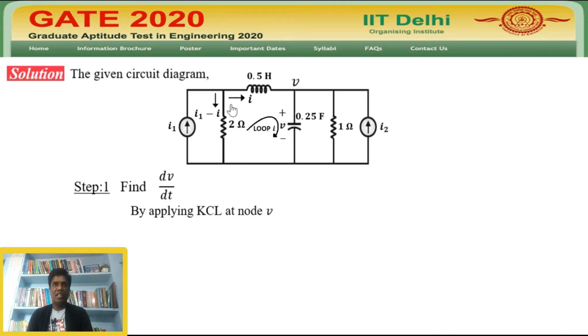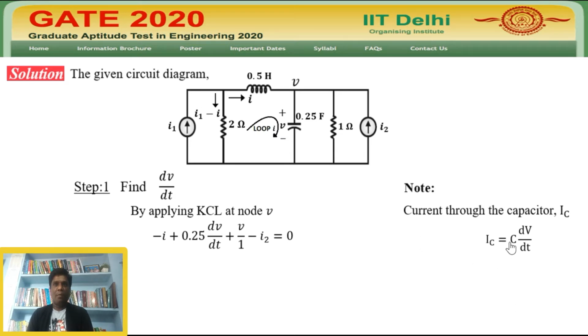The first path, the current through the inductor, which is entering the node, is minus I. The second path, the current through the capacitor is I, and here the current flows from higher potential positive to lower potential negative, which means the current is leaving the node, is plus C into dV by dt, or plus 0.25 into dV by dt.